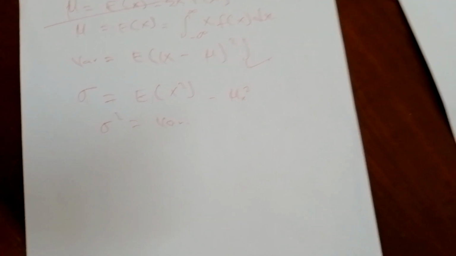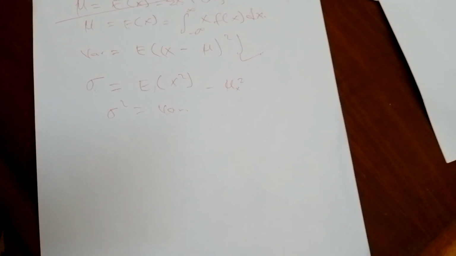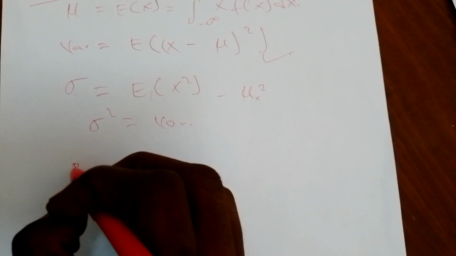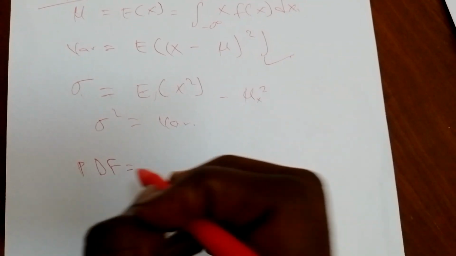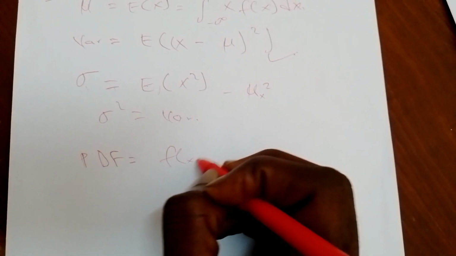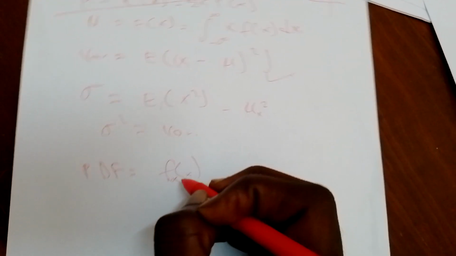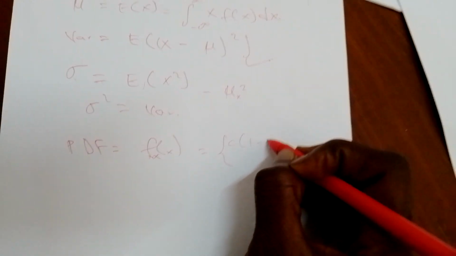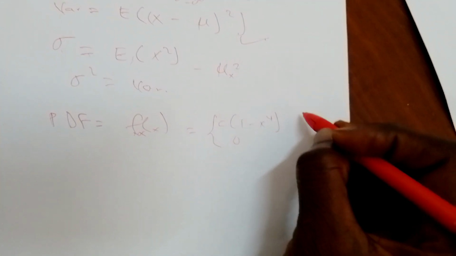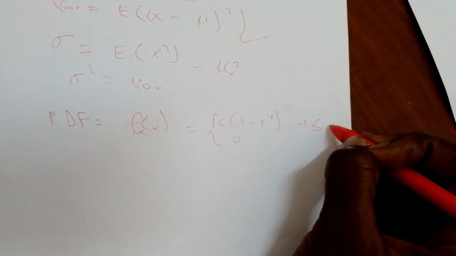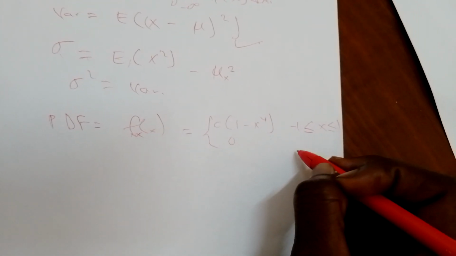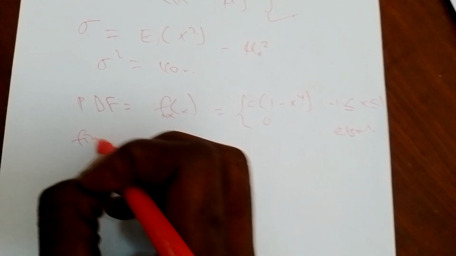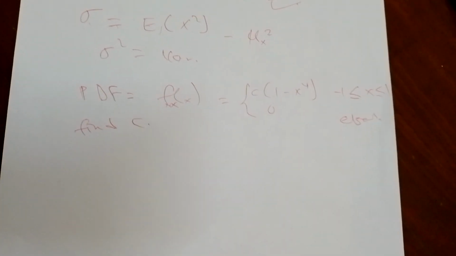If this one looks confusing, okay. So let's just find an example here. So he says that a random variable has a probability density function of, say, fx. So f of x equals a piecewise function of c(1 minus x power 4) and 0. So this one is for x from minus 1 to 1, and then this one is for elsewhere. Okay. So now the first question is find c. So how do you find c?